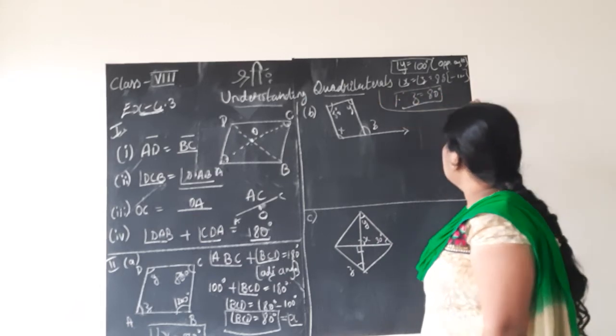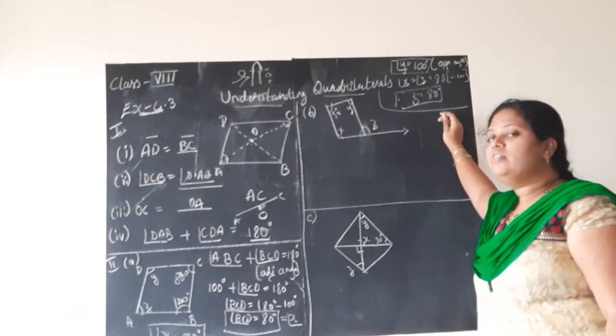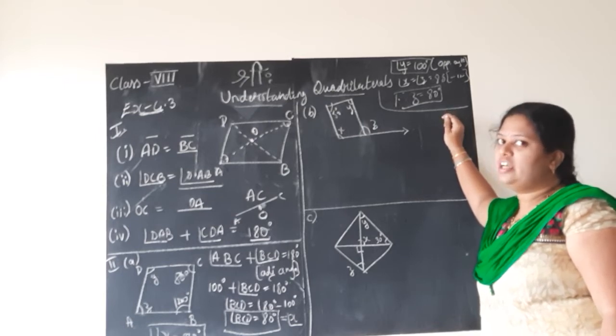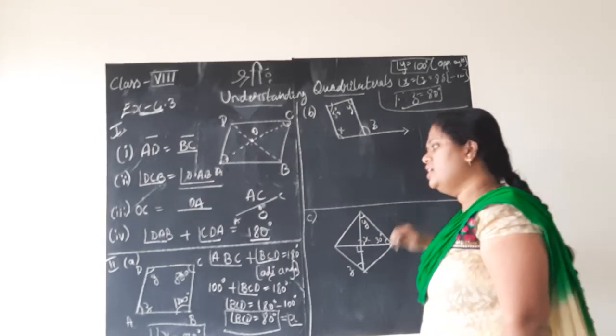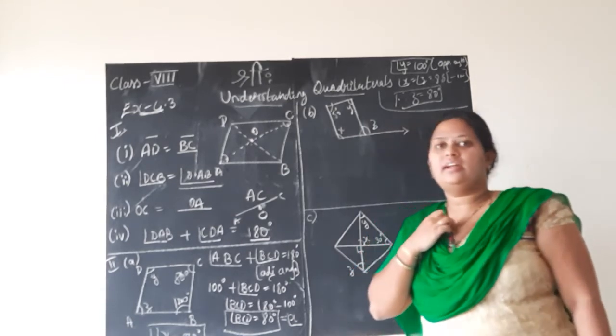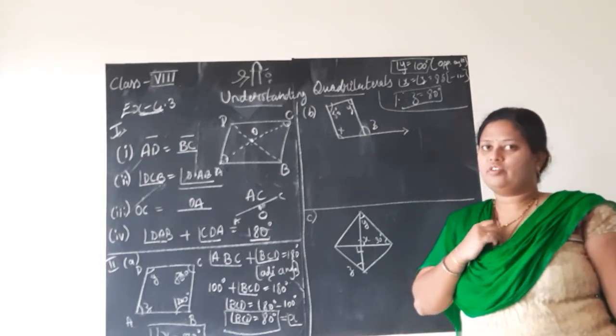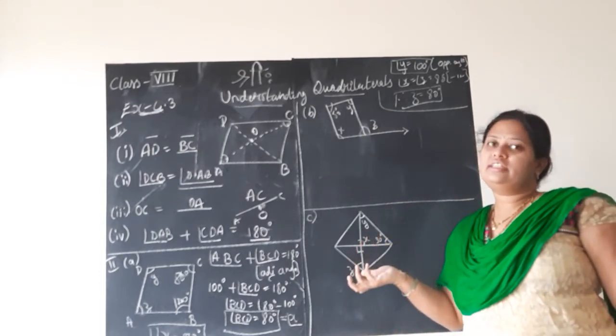So how do we know that what we have done is correct or wrong? We shall apply the angle sum property of a quadrilateral. What is the angle sum property of a quadrilateral? The sum of all the four angles of a quadrilateral is equal to 360 degrees.